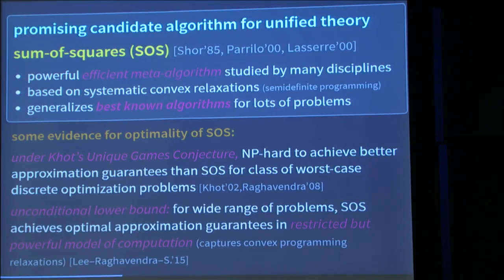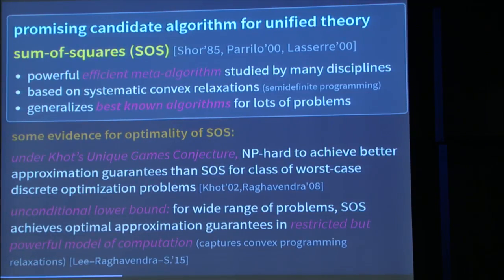Another evidence for the optimality of sum of squares is that, so maybe I should first say something else. It turns out that this unique games conjecture actually doesn't just predict that sum of squares is optimal. It actually predicts something stronger. And the fact that it predicts something stronger means that even if the unique games conjecture turns out to be false, it could still be the case that sum of squares achieves optimal guarantees. And one way to disentangle these kinds of issues is that we proved in a recent work with Lee and Raghavendra the first unconditional lower bound as evidence for the optimality of sum of squares. What we show is that for a wide range of problems, the approximation guarantees that sum of squares achieves are optimal with respect to some restricted but powerful model of computation that captures convex programming relaxations.